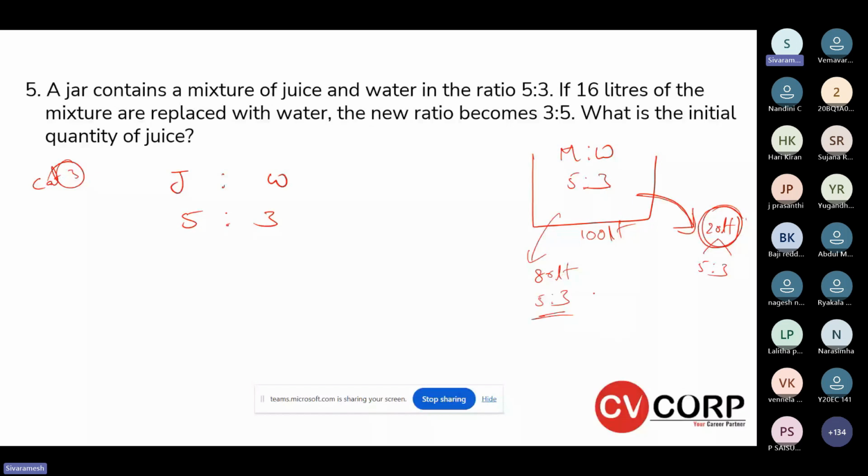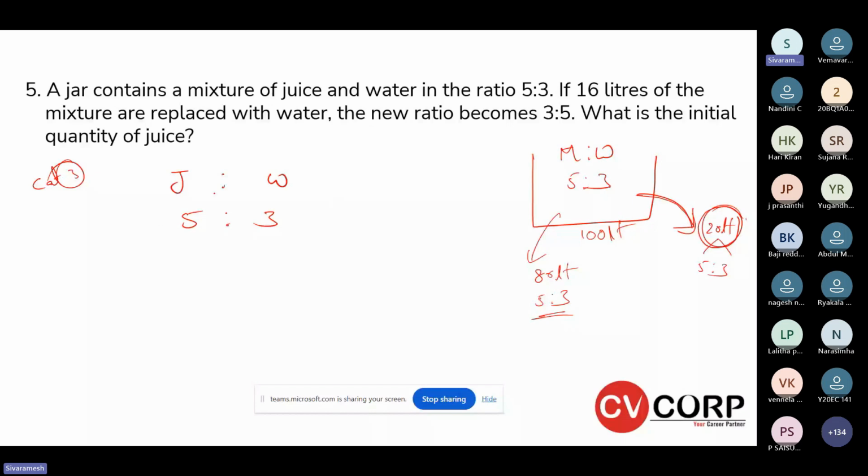So from this, what we can say is very simple. When we have juice and water in the 5:3 ratio and we remove 16 liters of the mixture, obviously we throw out 16 liters of the mixture, and whatever remaining quantity we have still has juice and water in the same ratio 5:3.